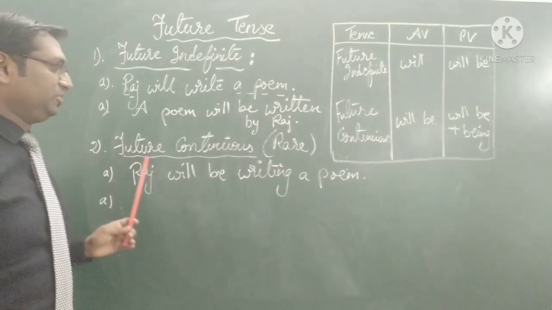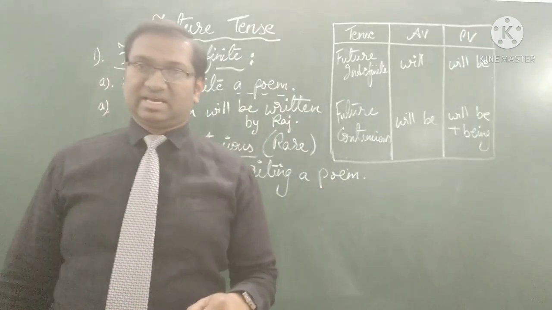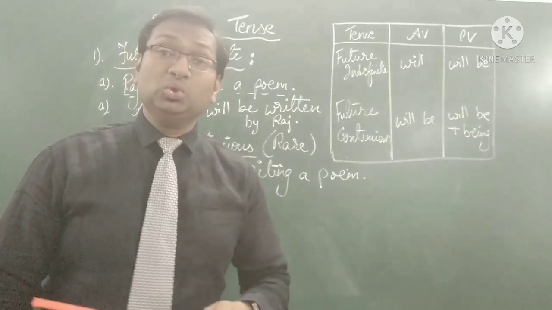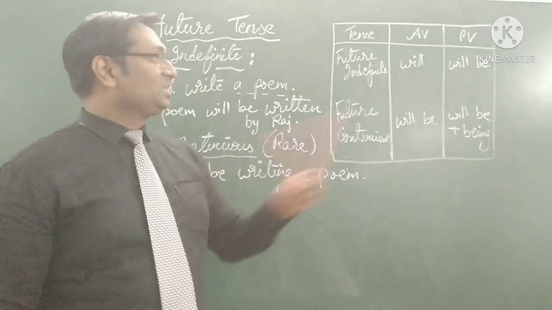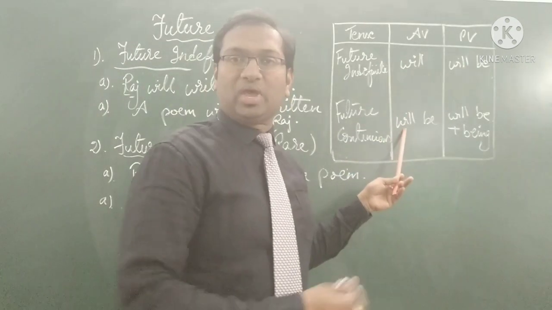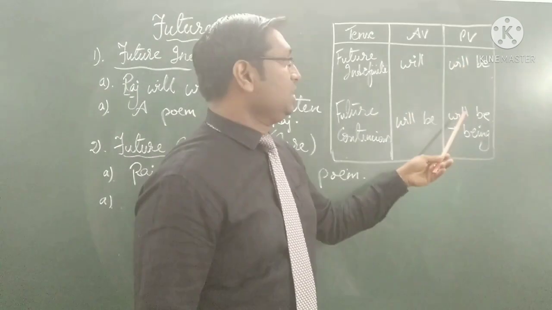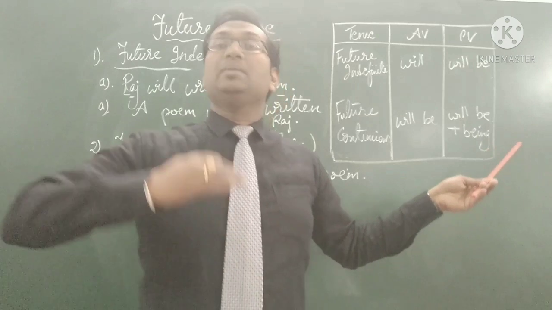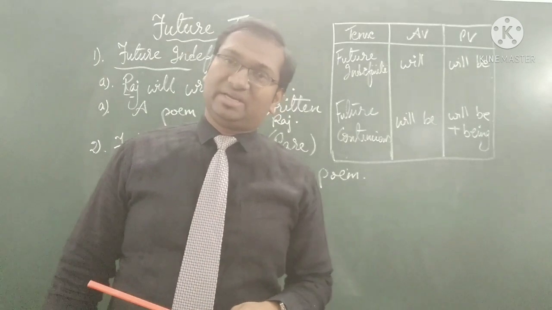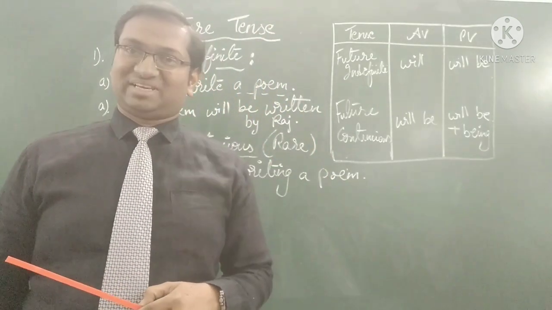Okay? Next, future continuous. Now, future continuous active and passive voice sentence is rare. Why? Because again, two auxiliary verbs are there. See the chart? Future continuous. In active voice, will be. So while converting from active to passive in future continuous, it will become will be plus being. So be and being, two auxiliary verbs are working over here together. That is why this is your rare active and passive sentence.